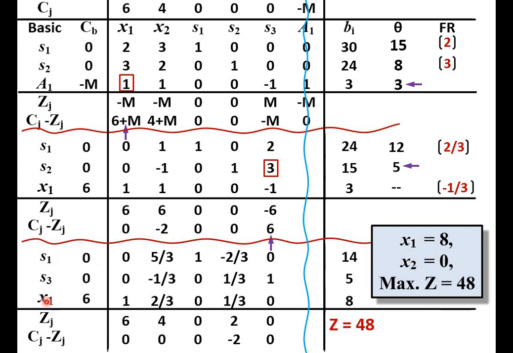X2 is not available over here. That means we are not going to produce X2. Means X2 is equal to 0. And hence your maximum Z is equal to 48. So very simple. Company should produce only X1 product and the quantity is 8. And so that company will get maximum profit Z is equal to 48.